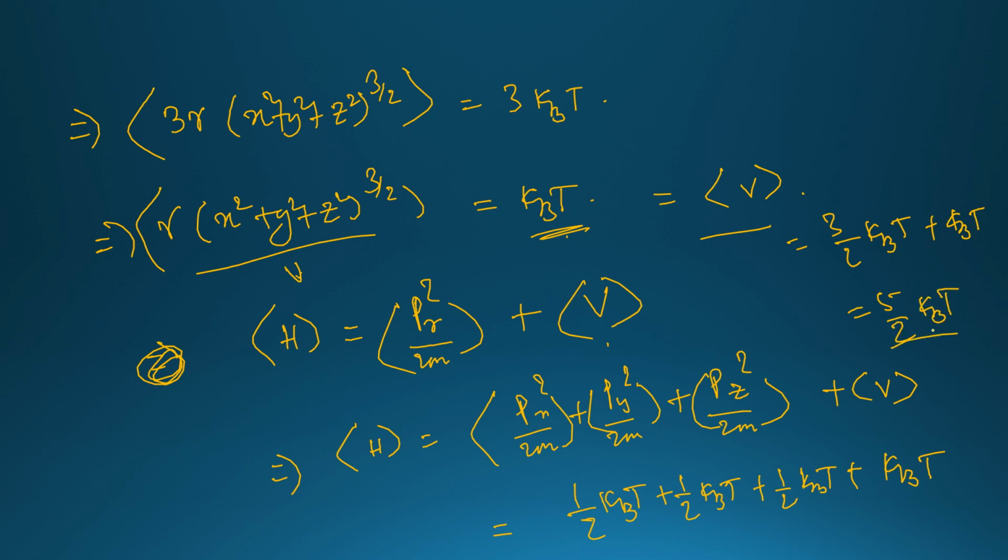So 3 by 2 kBT plus kBT will be equal to 5 by 2 kBT. Is that alright? 3 by 2 kBT plus kBT is equal to 5 by 2 kBT. So this is the answer for the expectation value of energy, or the mean energy per particle. All right.